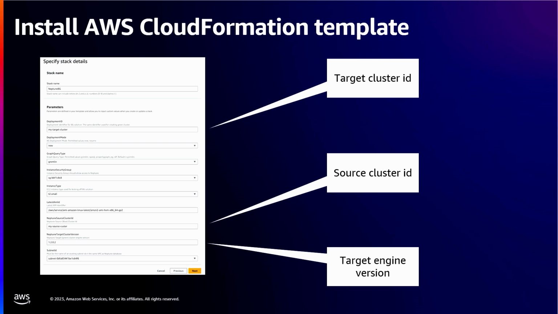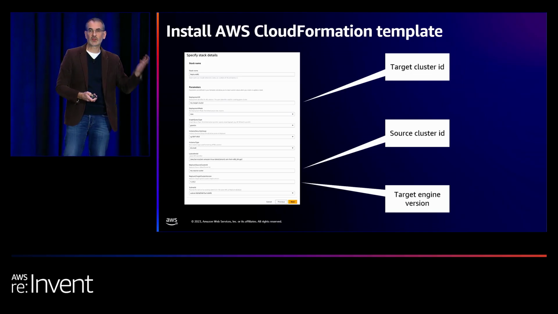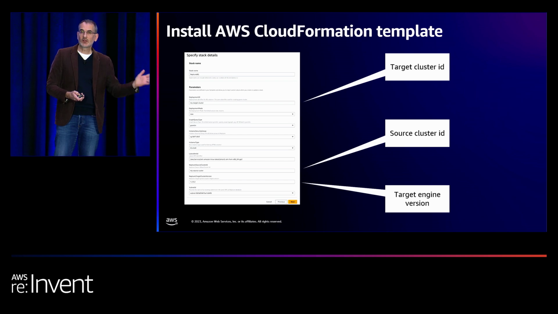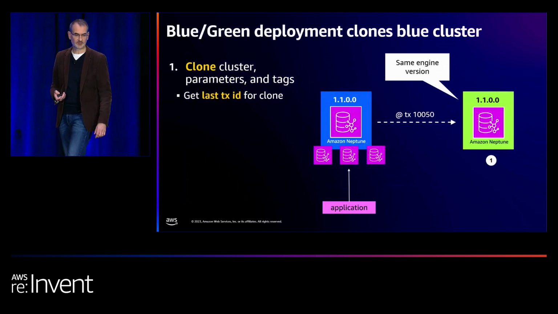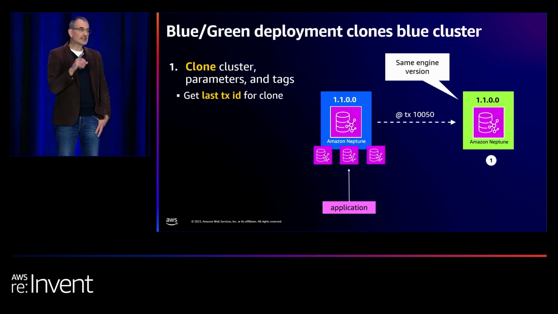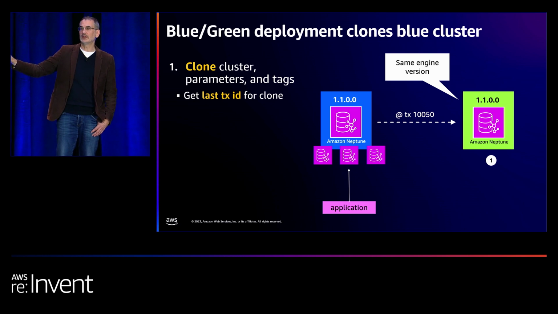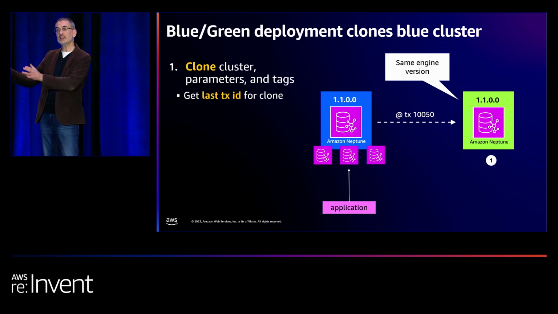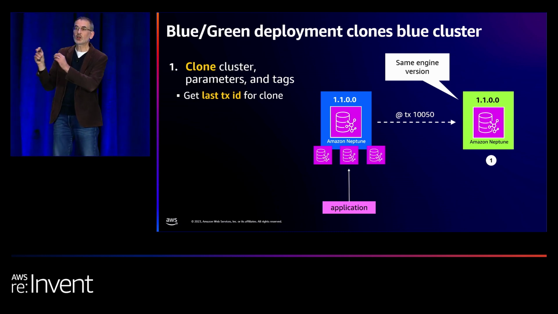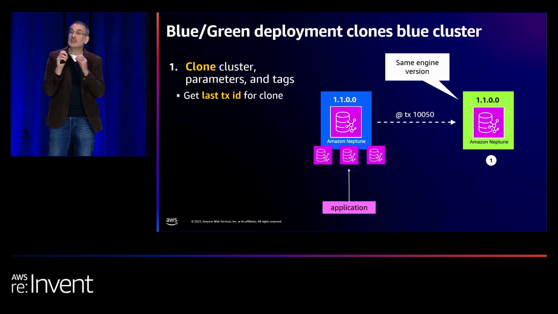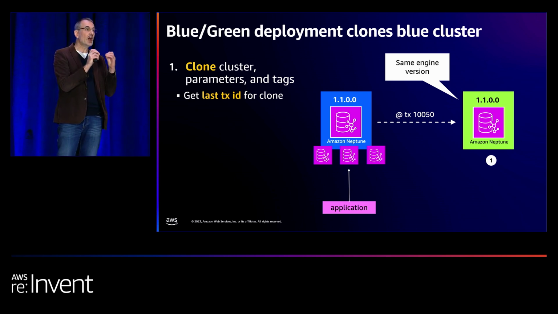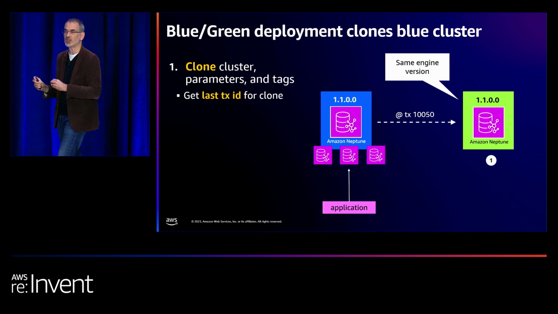And then once that's up and running, the migration begins automatically. The first thing it does is clone the blue cluster. It uses Neptune's fast database cloning feature to create a copy of the database. That green cluster will contain a copy of the data in the blue cluster at the point in time that the cloning was initiated.